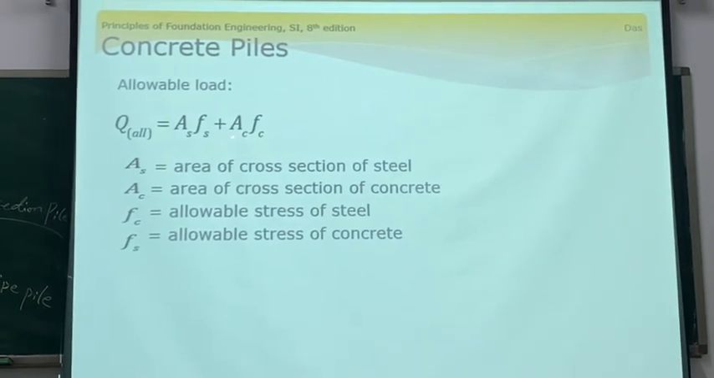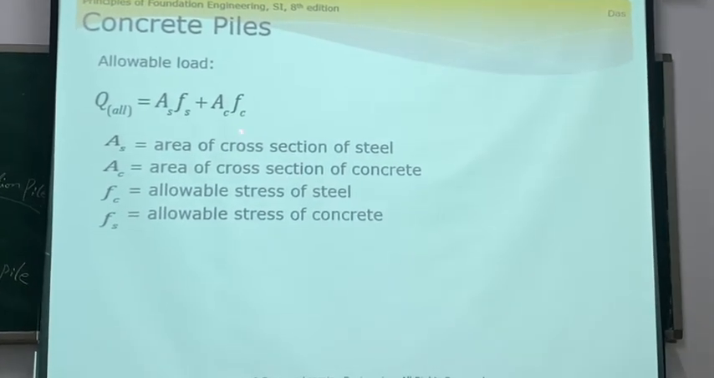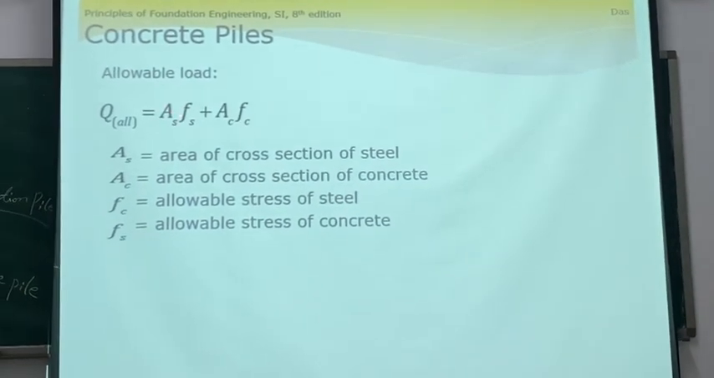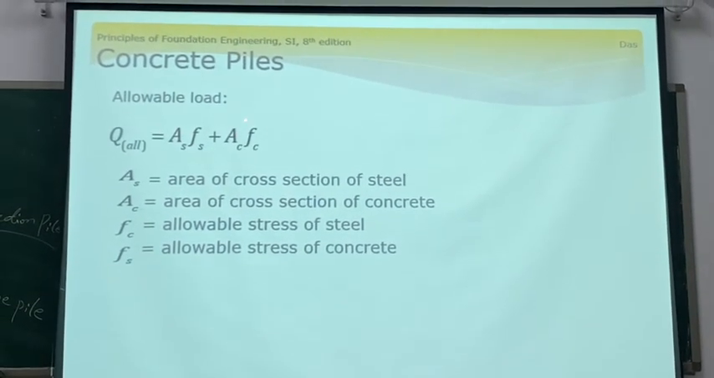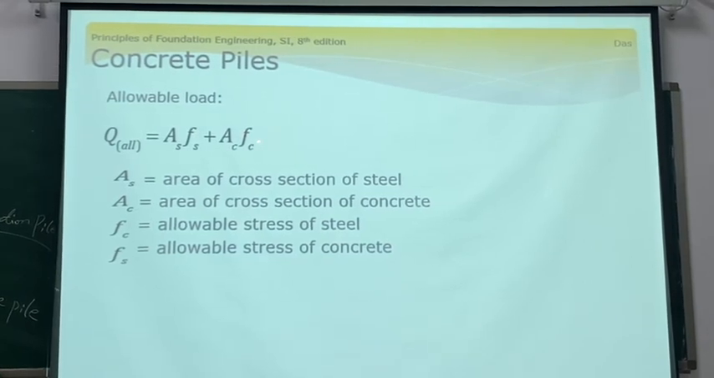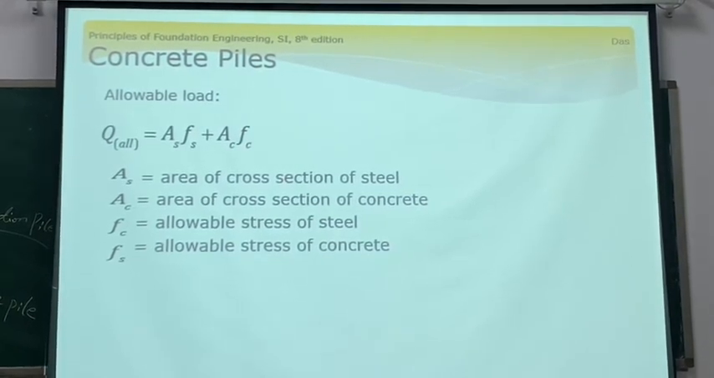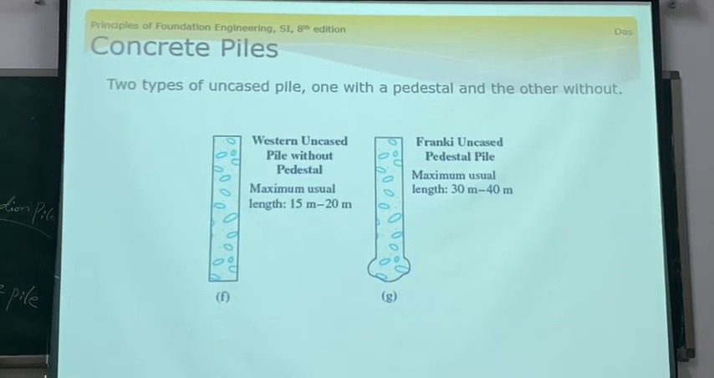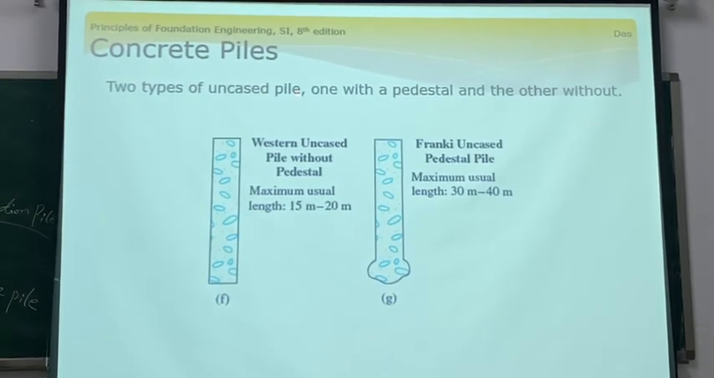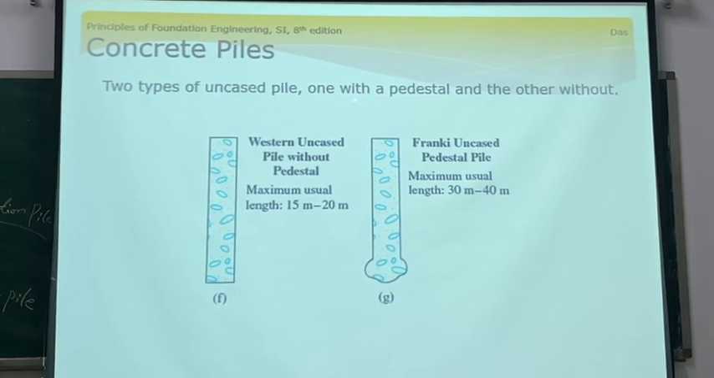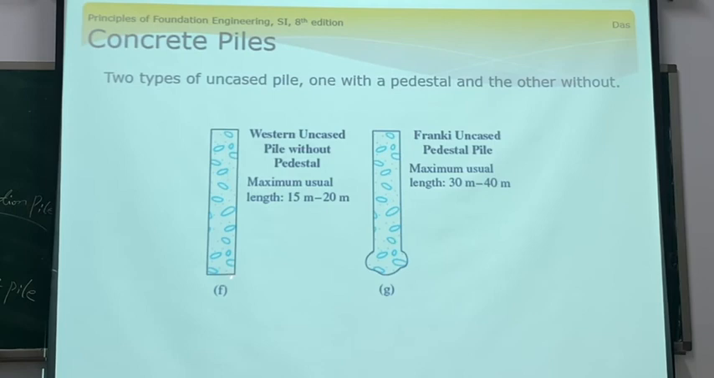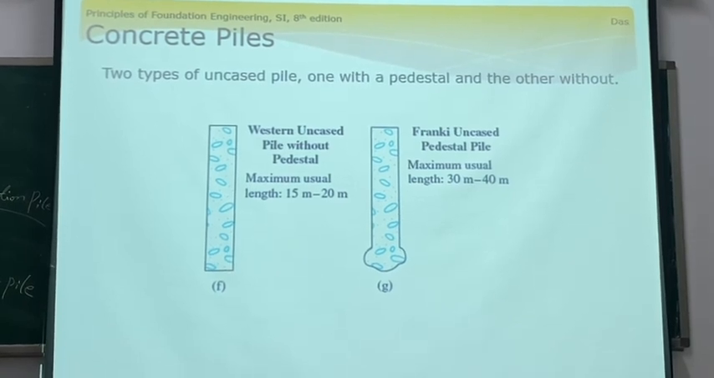Urban road of this concrete pad. This is about the section of the steel. This is the stress of the concrete. Two types of uncased pad. One with a pedestal, and the other with not pedestal.